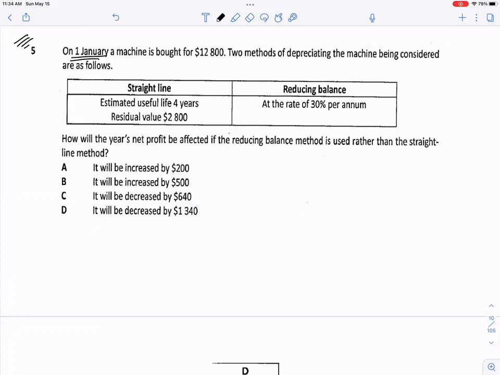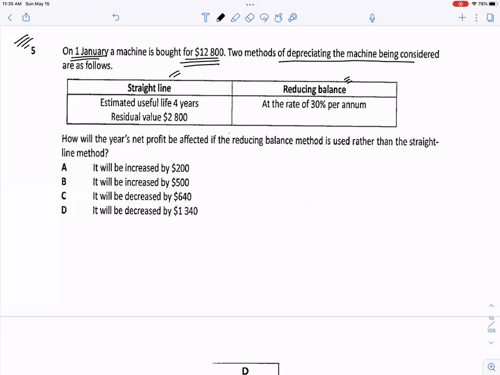First January, a machine is bought for 12,800. Two methods of depreciating the machine are being considered as follows: straight line method and reducing balance method. How will the net profit be affected if reducing balance method is used rather than straight line method?